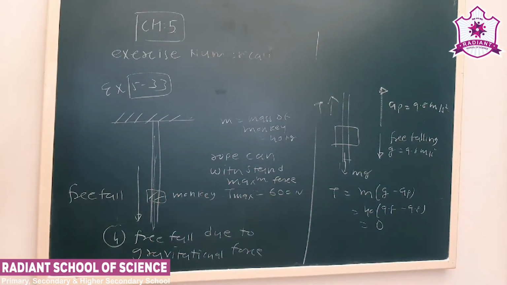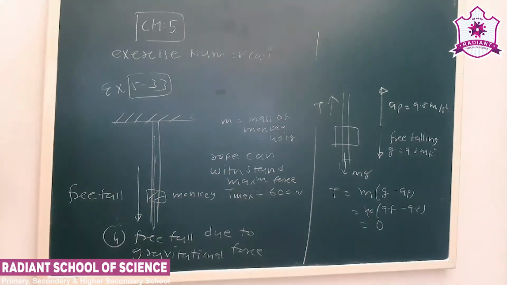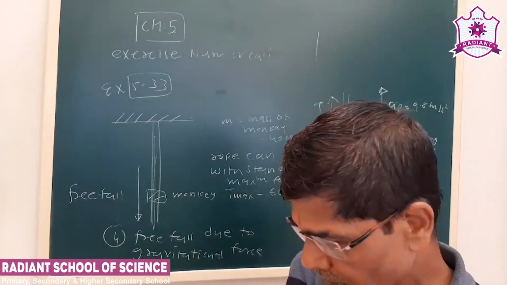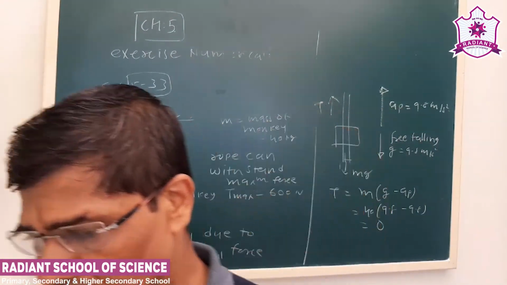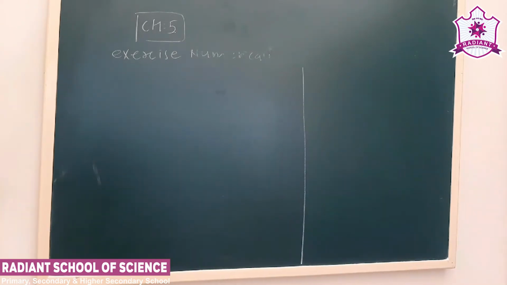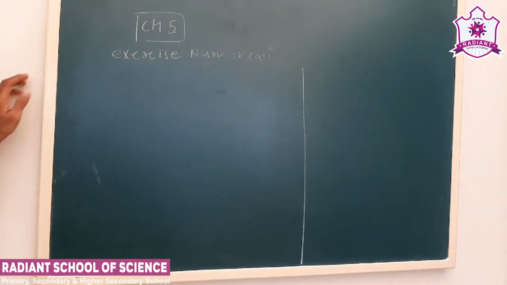So this is how we can solve. See, the different possibilities are given. In the first case we saw that when it has accelerated motion, in a certain case, when it moves with an upward acceleration of 6 meters per second squared, the rope will break. Now see, next you have to see the exercise numerical.